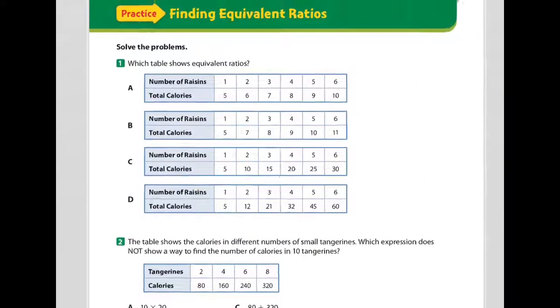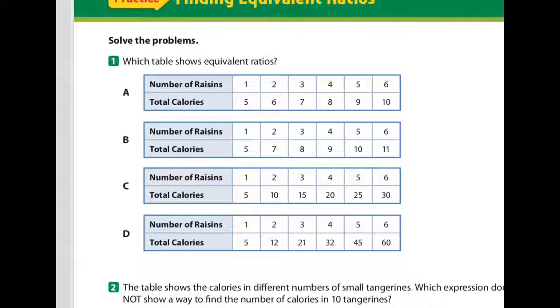Alright, so let's see how you did. You should have 1 through 6 done, and I'm going to start by going over number 1. It says, which table shows equivalent ratios? So here's what I'm going to do. You can start at any ratio if you want, but I'm going to start at the easiest one I see, which is 1 raisin has 5 calories. And notice that all of the tables have that same ratio, 1 to 5.